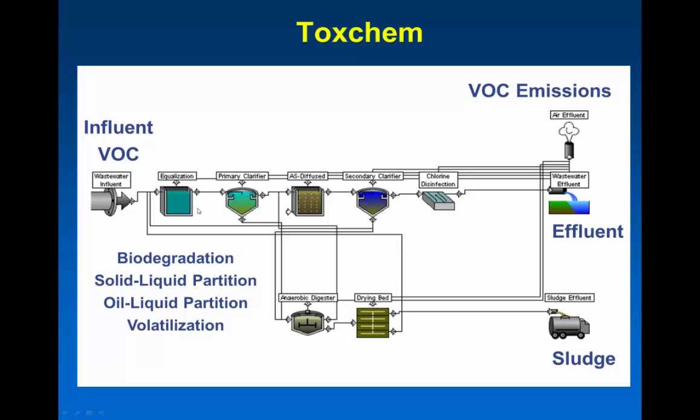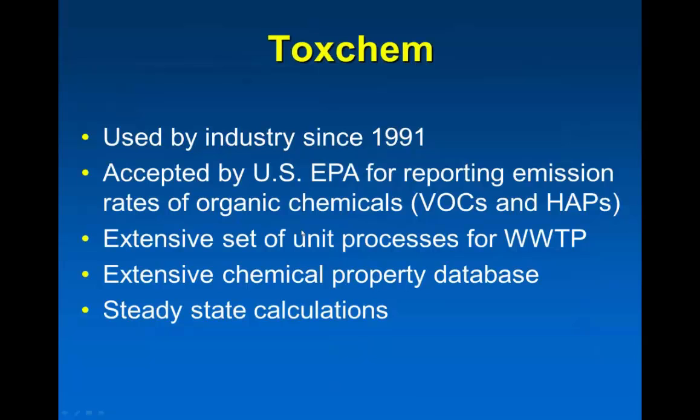So for a given wastewater treatment plant layout and influent loading of VOCs, you can estimate how much of the VOCs are going to go out in the air, how much of the VOCs are going to go out in effluent and the sludge. So it's basically a predictive tool which can define the fate of VOCs in wastewater treatment plants. Toxchem has been used in industry since 1991. It has been an accepted tool for reporting emissions by EPA.